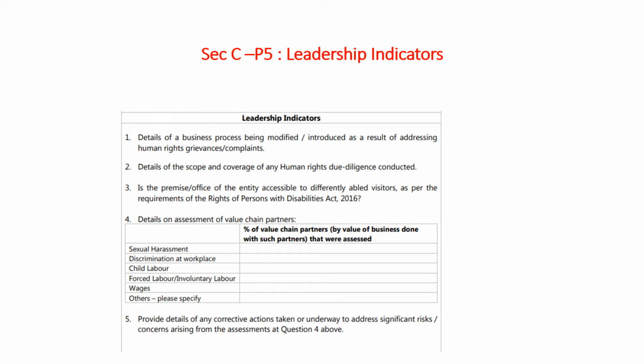Now whether you carried out assessment of your value chain partners on these aspects, please provide the details and the percentage of your value chain partners covered. Now next is about providing details of corrective action taken on any of the significant risk and concern which came out from the assessment that you have done on your value chain partners.